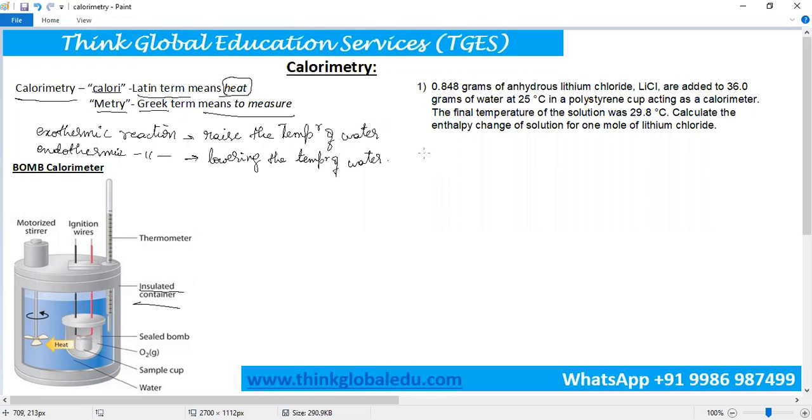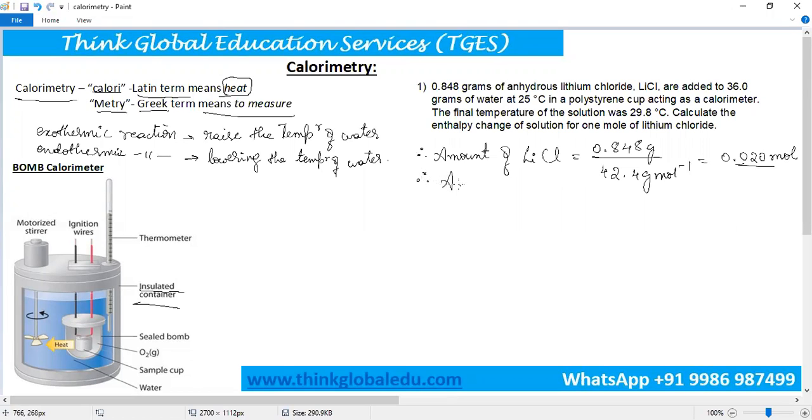We shall now solve a problem in calculating the enthalpy change for a particular reaction. Over here, lithium chloride is reacting in aqueous medium. The first step is to convert the amount of the reactants into the number of moles. Therefore, amount of lithium chloride will be equal to the given mass divided by the molar mass, which will be equal to 0.020 moles.